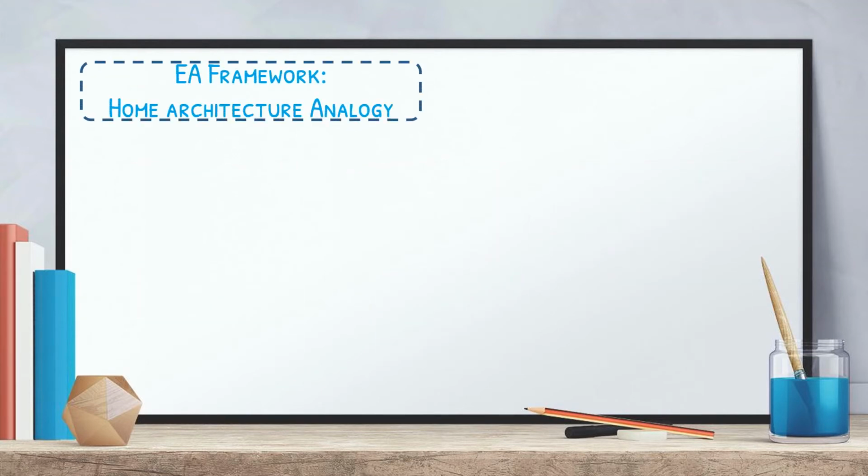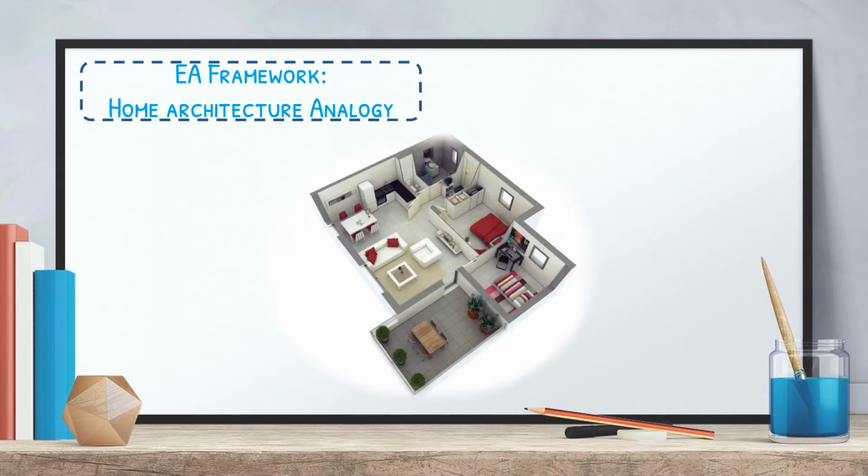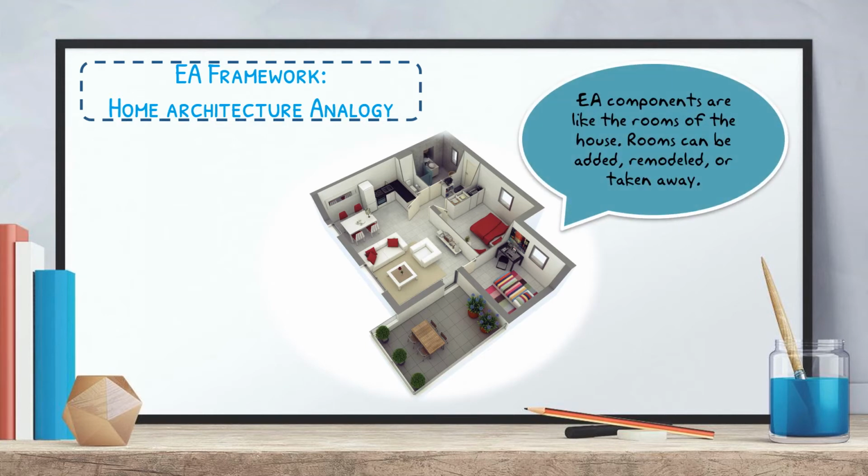For example, let's look at the home architecture analogy. So EA components are like the rooms of the house. Rooms can be added, remodeled, or taken away. So for example, currently we have 1, 2, 3 rooms. So we can change some of the rooms. Then we can have, for example, 4 rooms here. Right, so that's an example of the EA component.